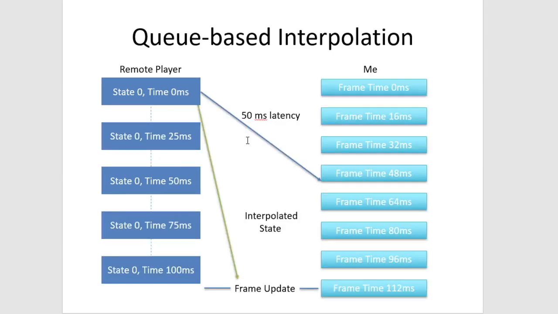We actually go a full 100. So instead of worrying about the fact that we are behind, we make it worse and make sure that we can interpolate. So we generally will wait 100 to 150 milliseconds before we start simulating a remote player.